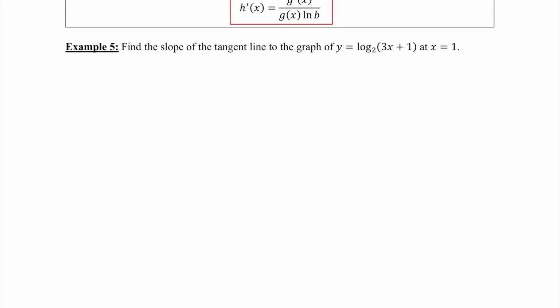Let's try an example. Find the slope of the tangent line to the graph of y equals log base 2 of 3x plus 1 at x equals 1. I want to find the slope of the tangent line at x equals 1. That means I want to find y prime and evaluate it at x equals 1. So step 1, I need to differentiate this function.